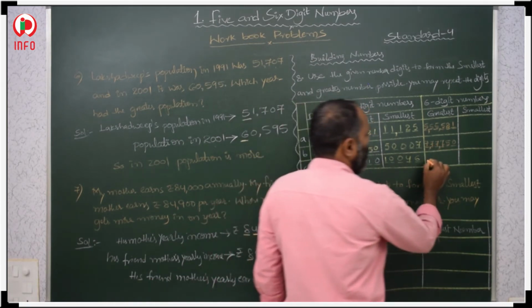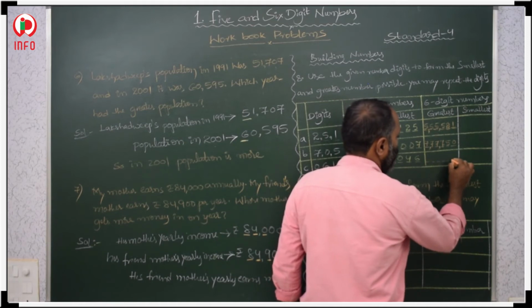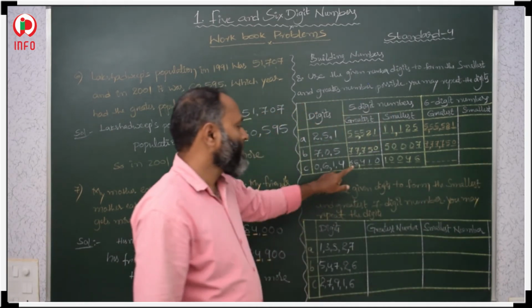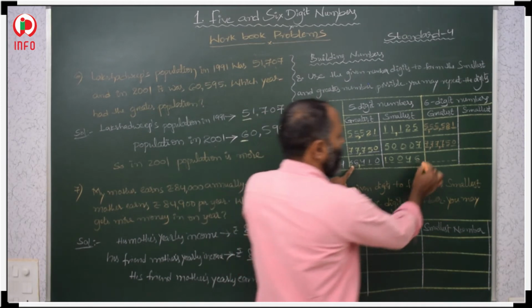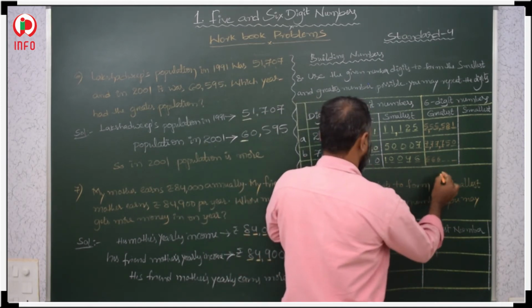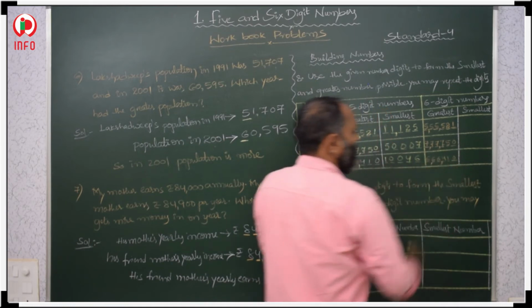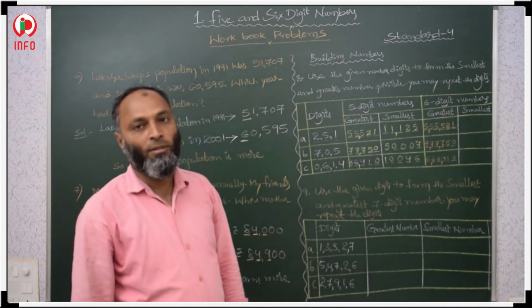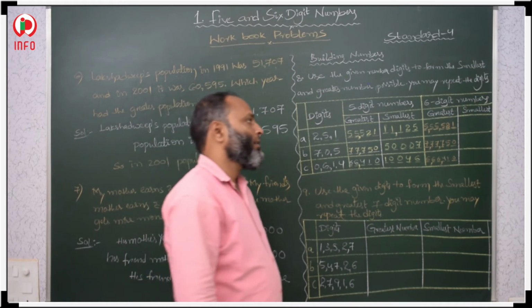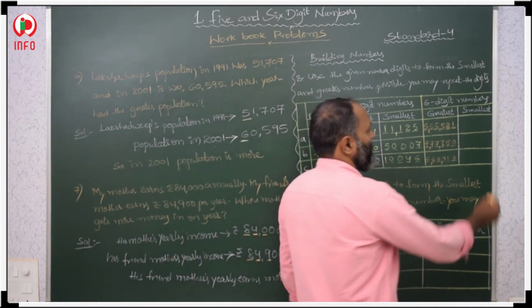So here 1, 2, 3, 4, 5, 6. Here 6 repeats 2 times, here we have to repeat 3 times. Then after that 4, 1, 0. 6,66,410. Then the smallest 6-digit number.